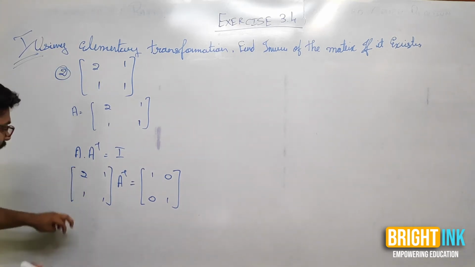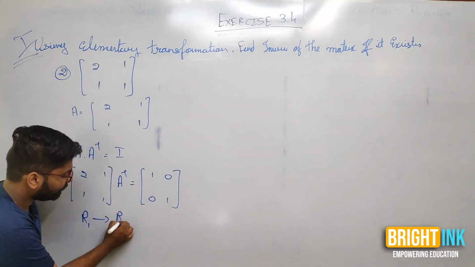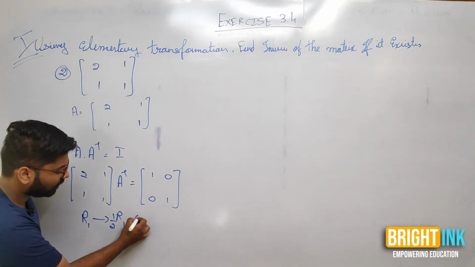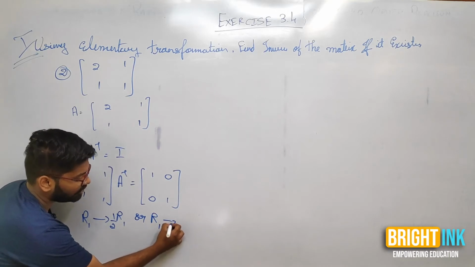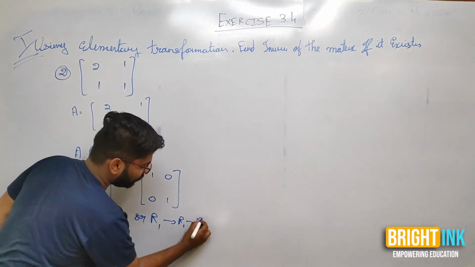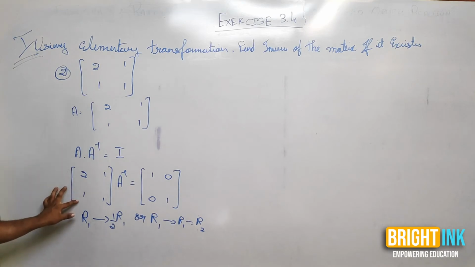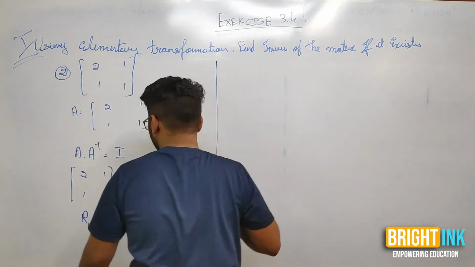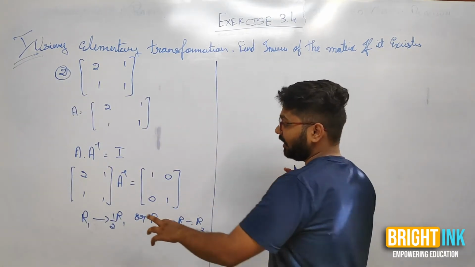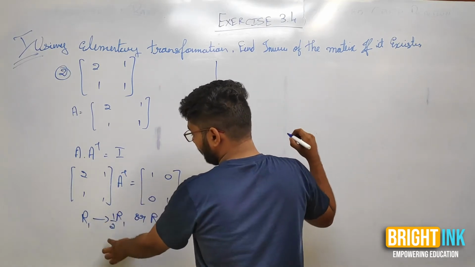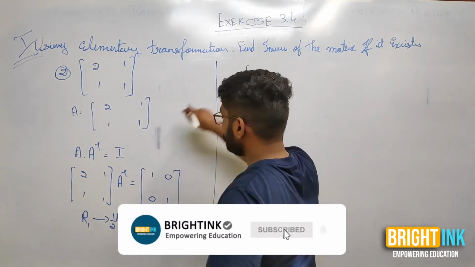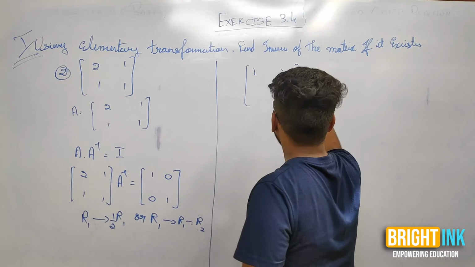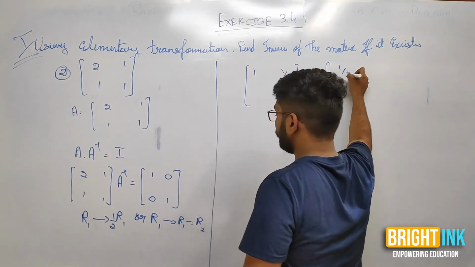Okay. So you have two options over here. You can do either R1 changes to 1 by 2 R1, or R1 changes to R1 minus R2, because 2 minus 1 is 1 itself. You can do both ways. Okay. So we will go by the multiplication method. I'll tell you why. Then R1 changes to 1 by 2 R1. So it means what? This position you will get 1, and this position 1 by 2. A inverse is equals to 1 by 2 and 0.